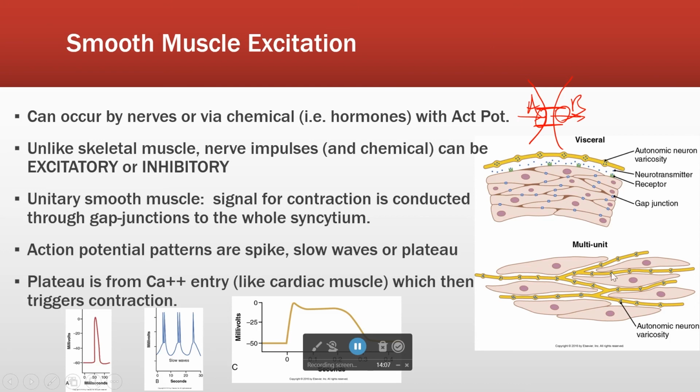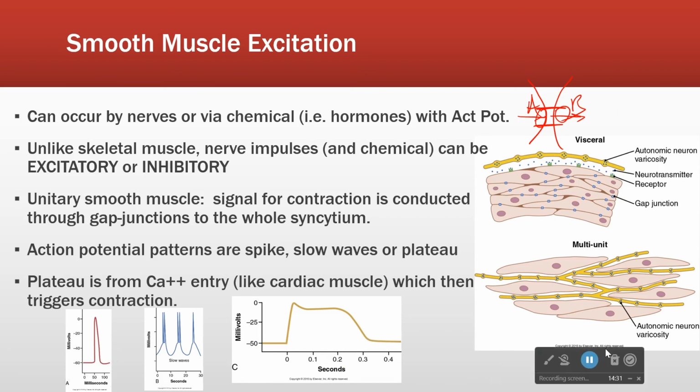Now, in multi-unit smooth muscle, remember only a few spots, piloerector muscles for the most part, okay? In multi-unit smooth muscle, we don't have gap junctions. Instead, our nerve fibers kind of intermingle with the smooth muscle cells and have a more direct effect on their contraction.